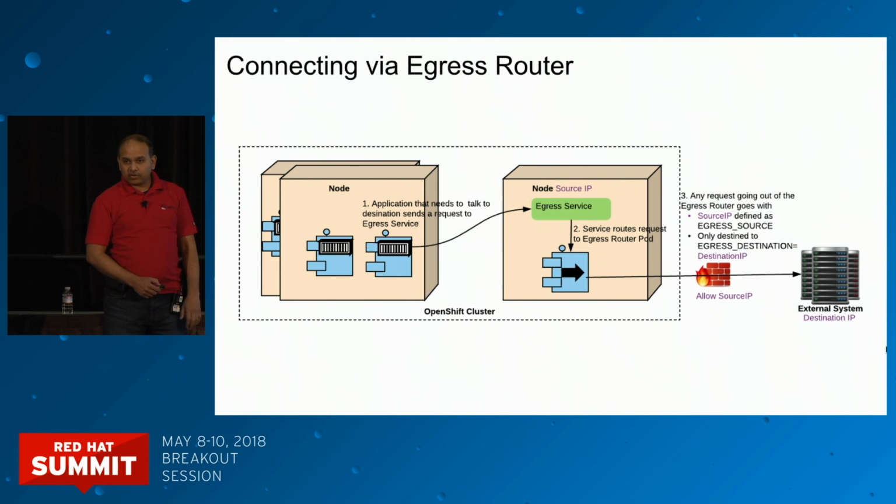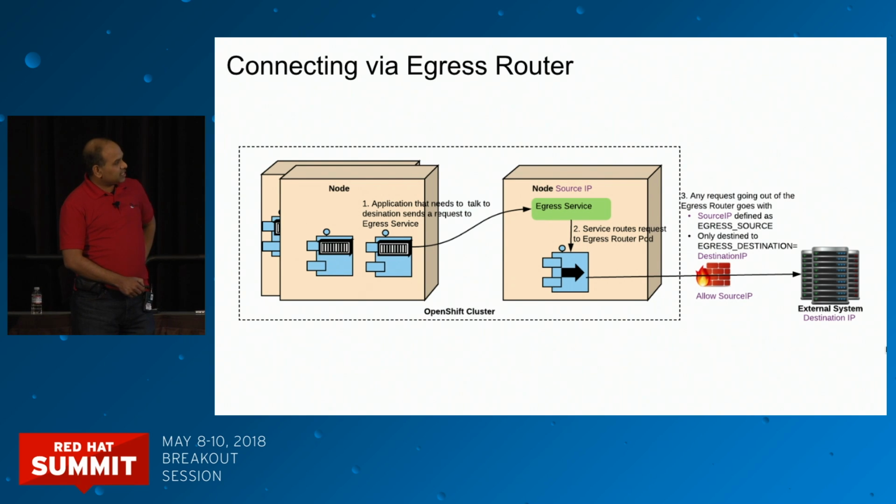This is called Egress Router. What does Egress Router do? Egress Router is a special pod. And every pod, our pattern is a pod and a service in front of it, right? So the egress pod is front-ended by an egress service. Now, just like that external service, this egress service is what is called by your application. So your apps can be running anywhere as pods on your OpenShift cluster. They'll make a call to the egress service. The egress service will redirect the request to the egress pod, and the egress pod sends out this request.